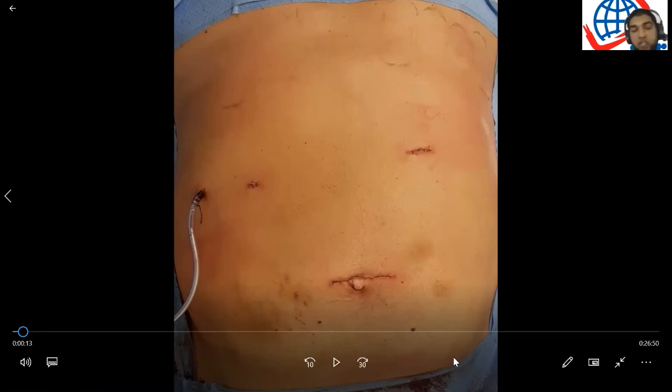This patient had a gallbladder issue, but concomitantly had an umbilical hernia. So what we did in this patient was we removed the gallbladder through the umbilical port, and we just did a tissue repair for him on the way out before conclusion of the operation.